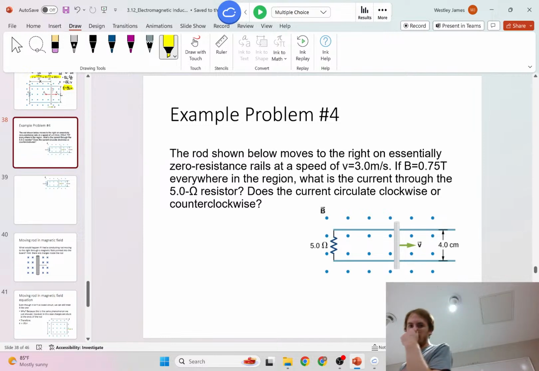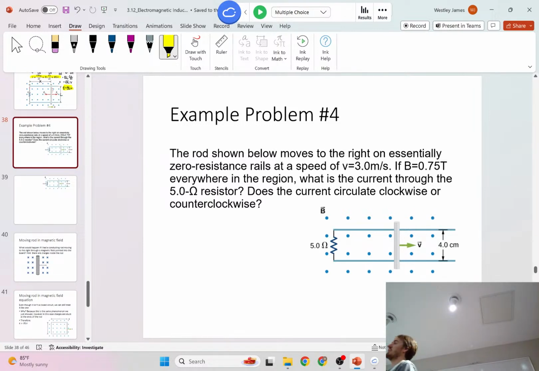All right, so let's just do a problem with this. Really simple, very straightforward, but just to make certain we're cool with it. Anytime I give you all a new equation, I like to do that. The rod shown below moves to the right on essentially zero resistance rails at a speed of V equals 3 meters per second. If B equals 0.75 Tesla everywhere in the region, what is the current through the 5 ohm resistor? Does the current circulate clockwise or counterclockwise?